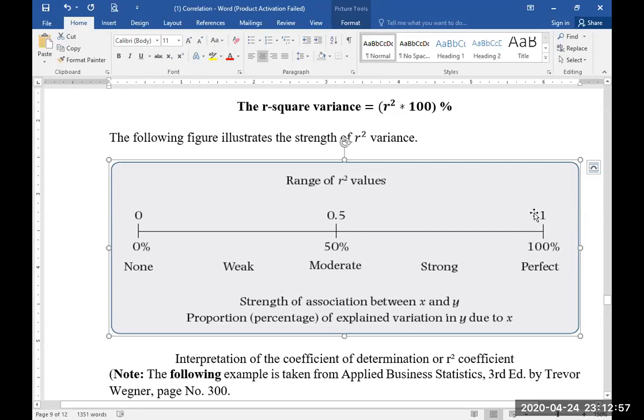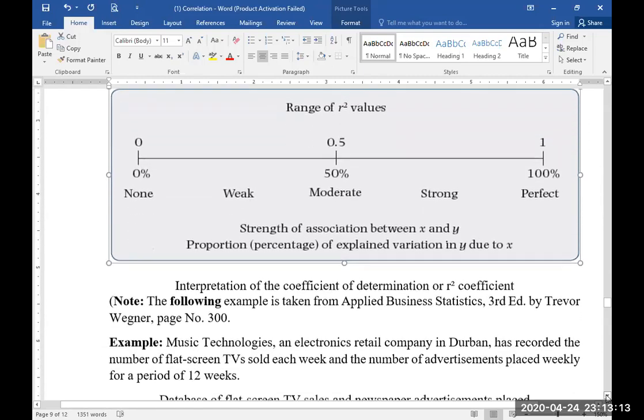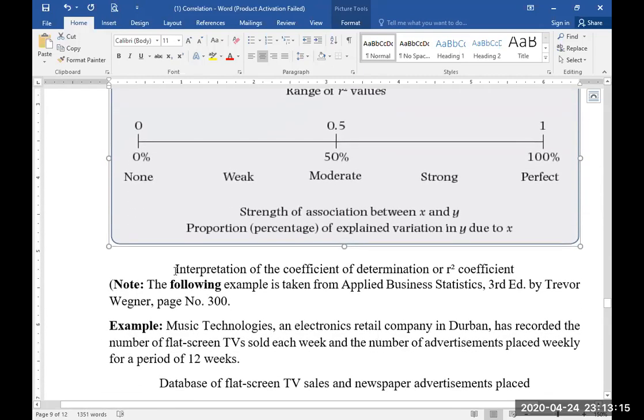The perfect 100% value of the coefficient of determination characterizes the x variable 100% describing the y values. Interpretation of the coefficient of determination, or R square.